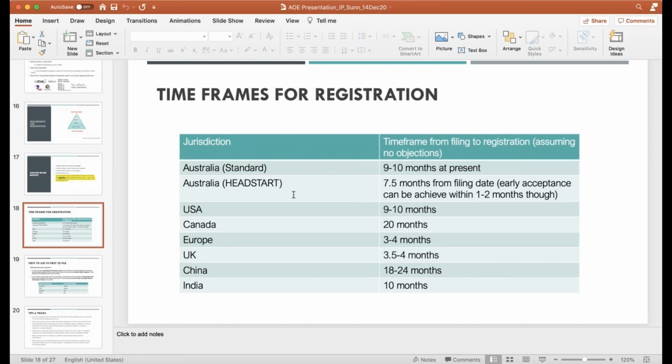And the 7.5 months, though, is because Australia is a party to the Paris Convention, which means that all of the countries that are parties to that treaty, you can file in any one of those countries, and then you have 6 months to file in any of the other countries that are a party to that treaty, and you get protection back to your original filing date. So that's really, really handy and really important, because it allows you to stagger the costs.